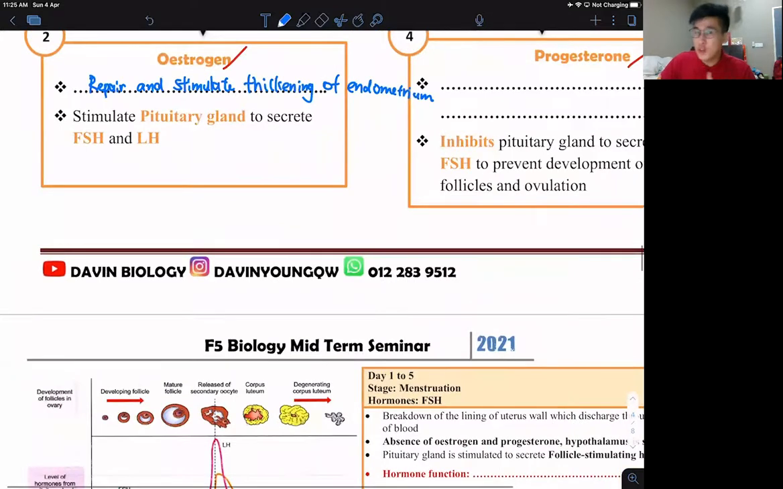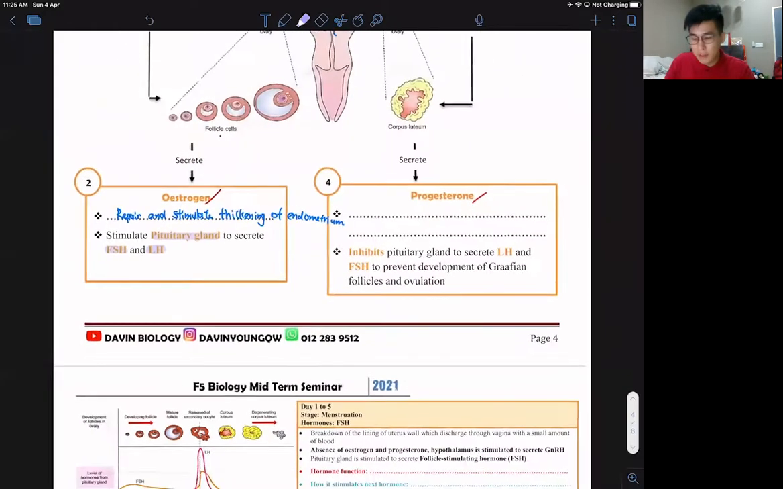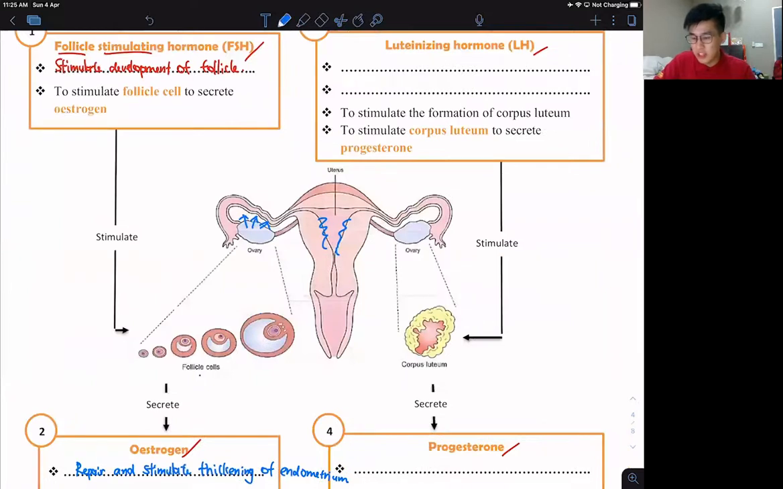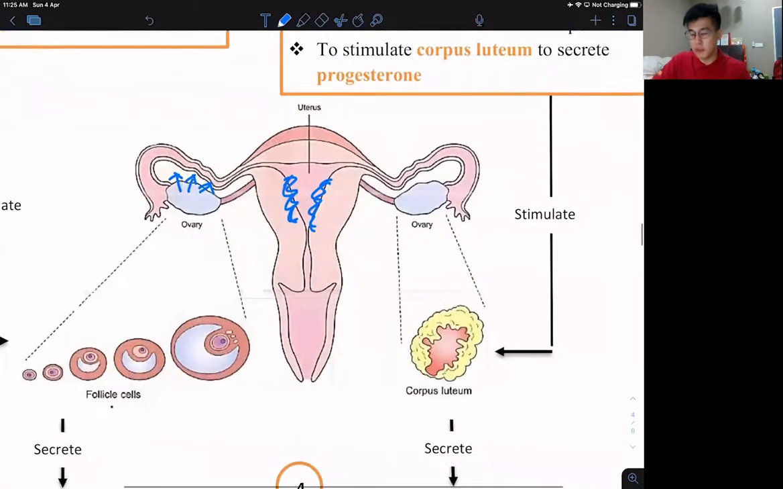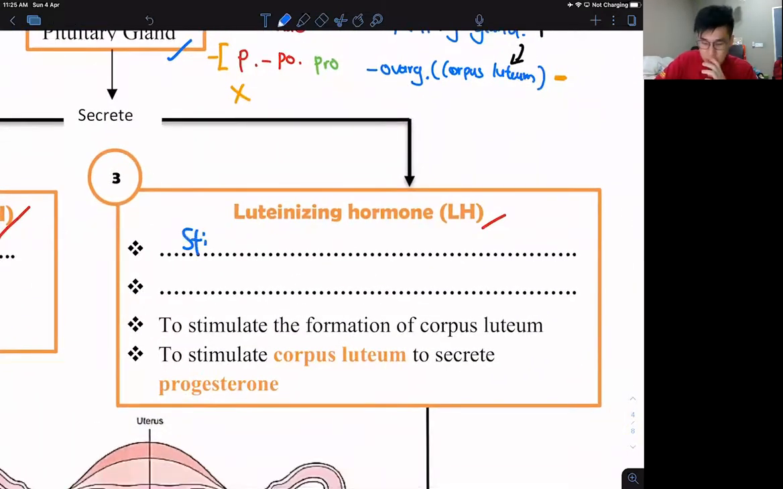Now, estrogen is going to stimulate the next hormone. So when there's estrogen, it will stimulate the pituitary gland to secrete more of the first hormone just now, and also the next hormone, LH. So now, my wall is already thickened, which means the female body is ready for pregnancy. It is ready for the baby to grow over here. That's why LH is the hormone that is going to stimulate ovulation.